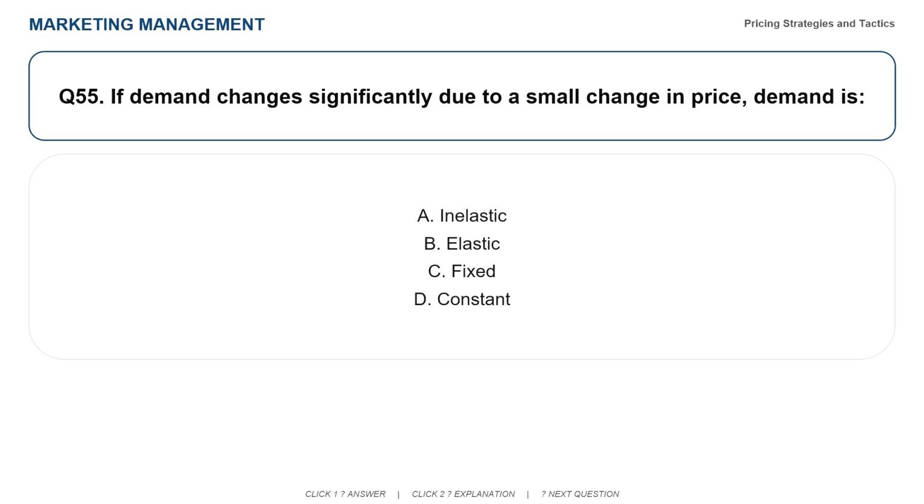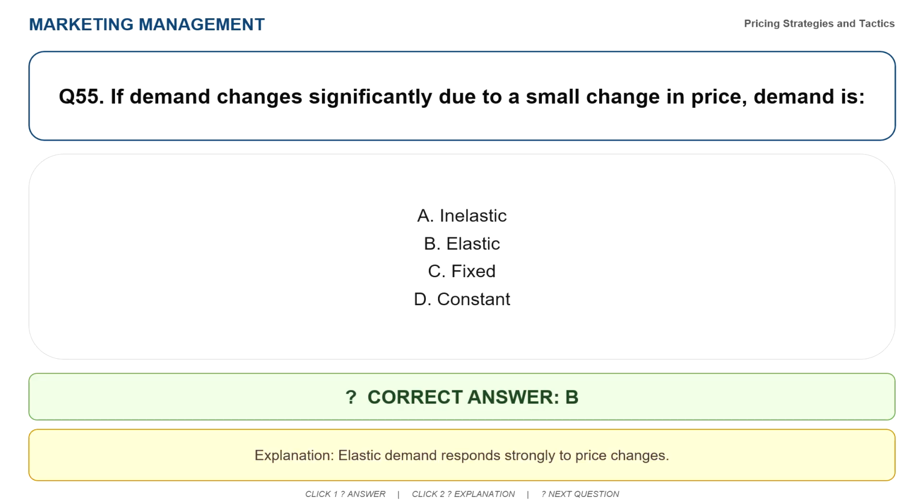Question 55. If demand changes significantly due to a small change in price, demand is Option A, inelastic. Option B, elastic. Option C, fixed. Option D, constant. The correct answer is B. Explanation. Elastic demand responds strongly to price changes.